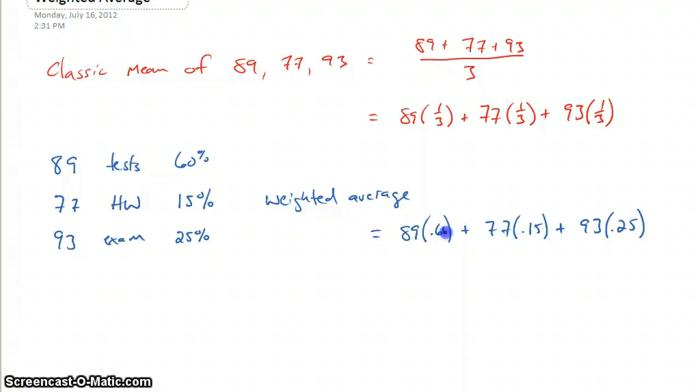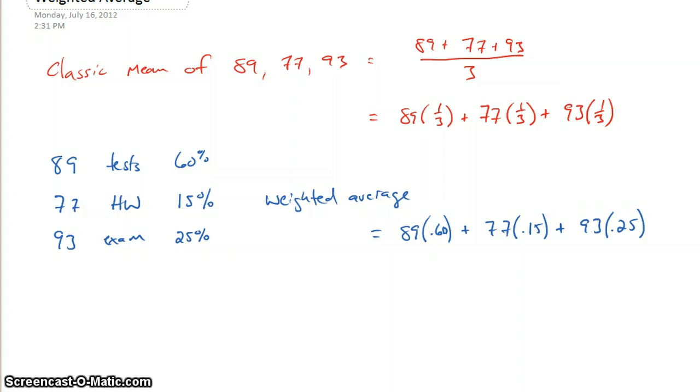I'll put a 0 in here just to show that it's clear, the percentages. And now you can see that the 89 is going to dominate, as it should, and the 93 is going to come in pretty heavy, and the 77 is going to come in least contributive. So in this sense, you can see that the classic mean is in fact a weighted average. It's just that you give the same percentage to each component.